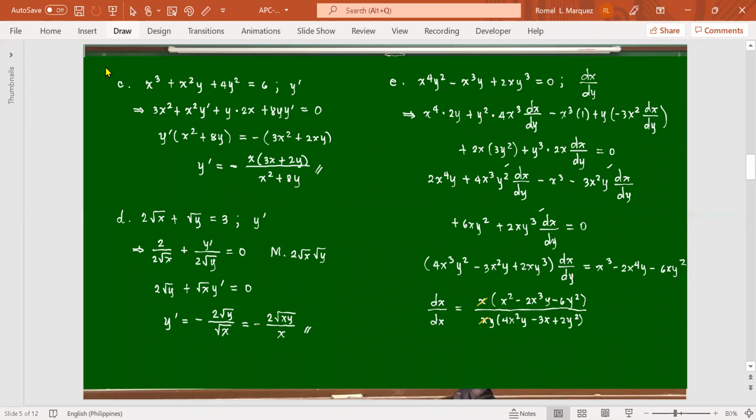So finally, derivative of x with respect to y is equal to x squared minus 2x cubed y minus 6y squared, all over, in the denominator we have y times 4x squared y minus 3x plus 2y squared. Kindly check, children. Okay now?